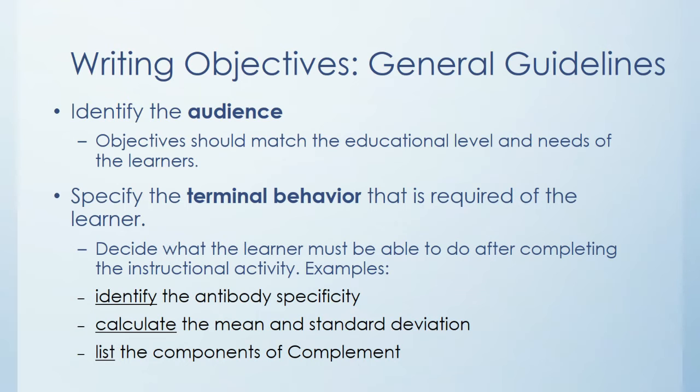And then you want to specify the terminal behavior, which is B, and terminal behavior is what's required of the learner. So what do you expect them to be able to do after completing the instructional activity in order to demonstrate that they've mastered the objective? For example, some terminal behaviors are identify the specific antibody, calculate the mean and standard deviation, or list the components of complement. And these have different taxonomic levels of difficulty, and we'll talk about taxonomy later on.